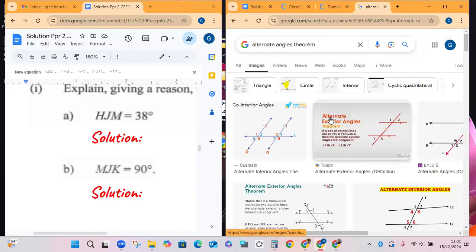And here you have it, alternate exterior angle theorem or alternate interior angle theorem. If a pair of parallel lines are cut by a transversal, then the alternate exterior angles are congruent. That means they are equal to each other. So the reason why HGM is 48 degrees is because of the alternate angle theorem. That is the reason why.